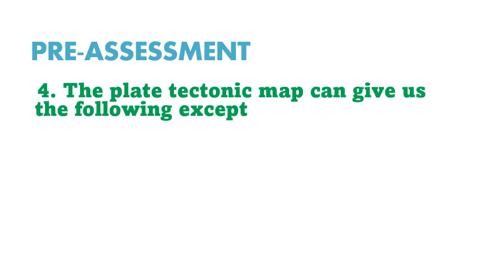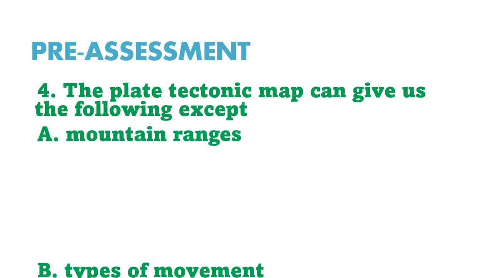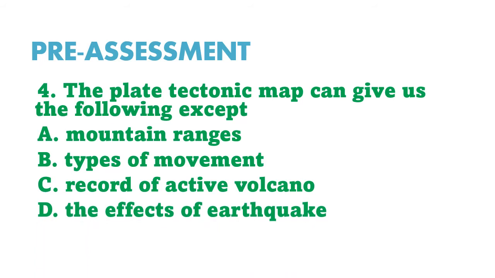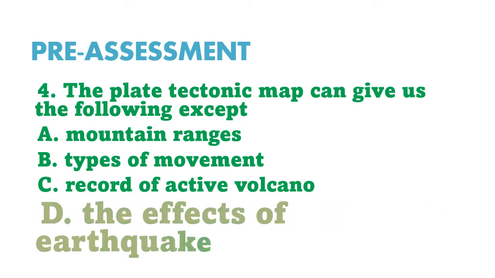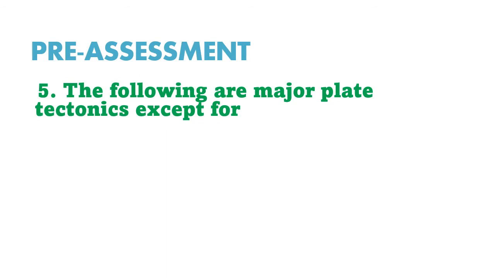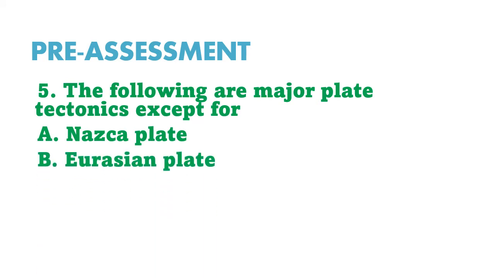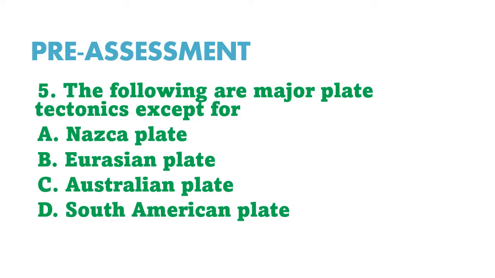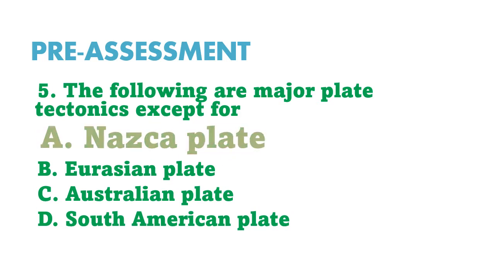Question number 4. The plate tectonic map can give us the following except letter A. Mountain ranges, letter B. Type of movement, letter C. Record of active volcano, and D. The effects of earthquakes. The answer is letter D. The effects of earthquake. And last, question number 5. The following are major plate tectonics except for letter A. Nazca Plate, letter B. Eurasian Plate, letter C. Australian Plate, and letter D. South American Plate. The answer is Nazca Plate.